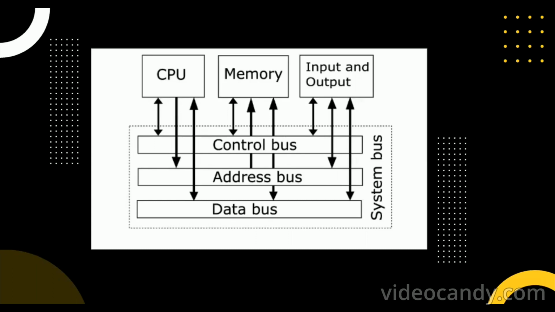As we can see, the system bus consists of three parts: control bus, address bus, and data bus. These three parts are connected to the CPU, that is the central processing unit, memory, and input-output devices. The system bus is a single computer bus. It combines the functions of the data buses to carry information.